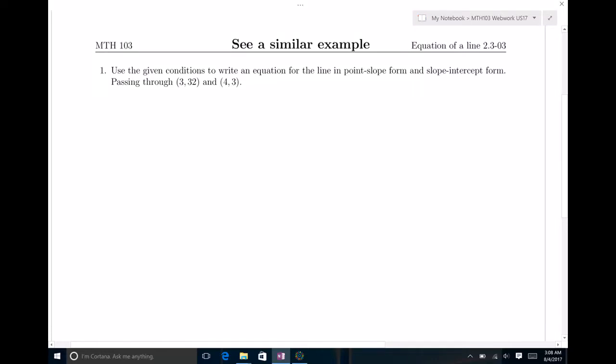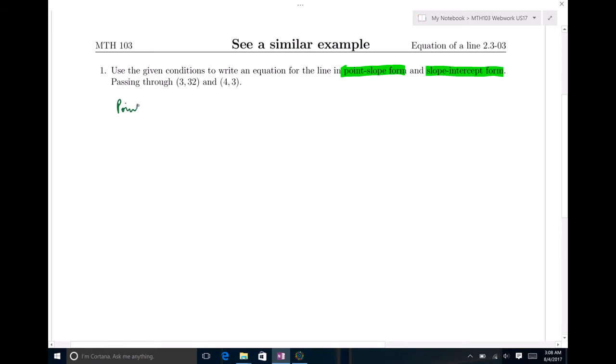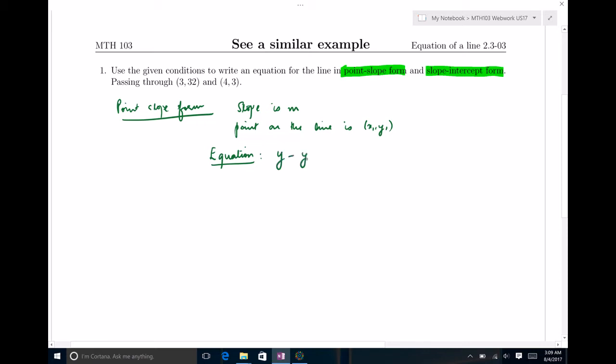Now, before we do anything else, I'm going to first mention what the point slope form is and what the slope intercept form is. So the point slope form of an equation, assuming that you know that the slope of a line is m and the point that's given on the line is x1, y1, then the equation of the line given by the point slope form is y minus y1 equals m times x minus x1.